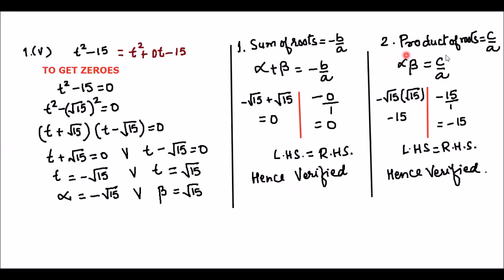Let's check the second relation. Product of roots, c by a. Alpha beta is equal to c by a. Put the value of alpha and beta, you will get minus square root 15 into plus square root 15, which will give you minus 15. And let's put the value of c and a this side. So c is, children, the term without t. So this is minus 15. The value of c is minus 15. Put it here, and upon a, that means the coefficient of t square, that is 1. And therefore you are getting minus 15 this side also. And both the sides are equal, therefore it is verified.